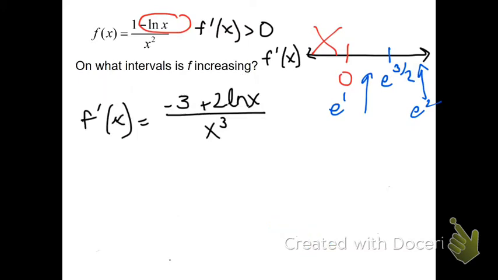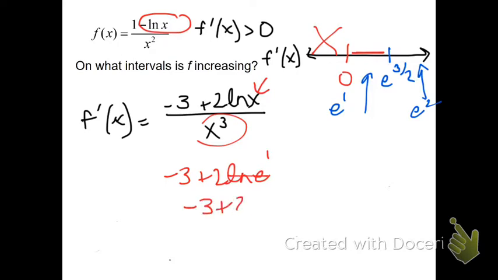So plugging in this region, I'm going to plug in e to the 1st. Well, e is like a 3. So in the denominator, that's positive. If I plug in an e here, you'd get -3 plus 2 ln e to the 1st. But remember, ln e cancels, and that just equals a 1. So it's really just -3 plus 2. So that is negative. Now, to the right of e to the 3/2, I'm going to plug in e squared.